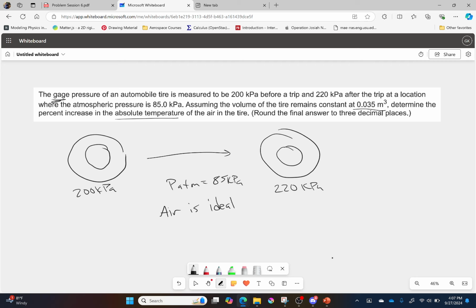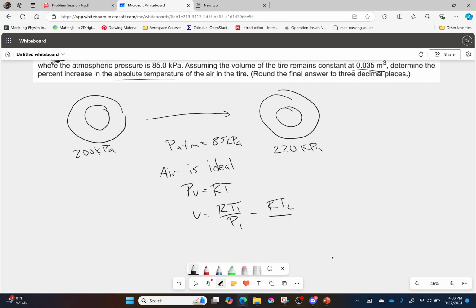Okay. Now, since air is an ideal gas, that means we can use the ideal gas equation. The whole, PV equals nRT thing. I'm going to use the one I like best, which is Pv is equal to RT. Now we know the volume is the same for both. So if I solve for volume here, what I get is that v is equal to RT over P. Okay, and so this should be the same for both. So RT1 over P1 should be equal to RT2 over P2.